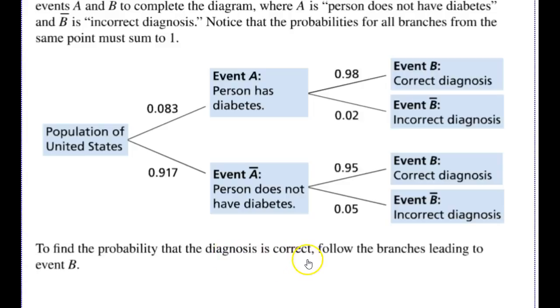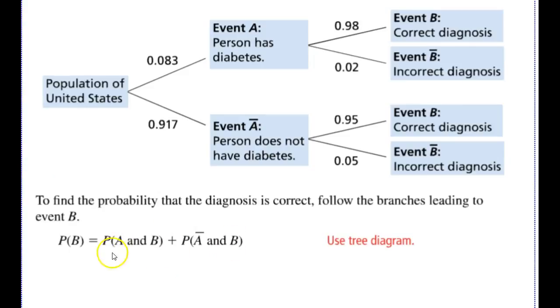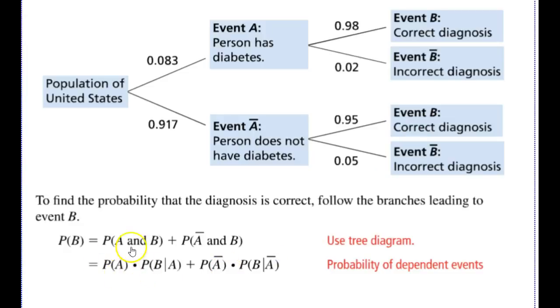To find the probability that the diagnosis is correct, I follow my branches leading to event B, a correct diagnosis, right? I'm going to use my tree diagram because I'm talking about a correct diagnosis. I'm not saying that they have to have diabetes and it's a correct diagnosis. I was really just looking for, if I give you the test, was I right? So I've got the probability of A, and I'm looking at the probability of my dependent events. That's where this comes into play, right? Because B depends on A.